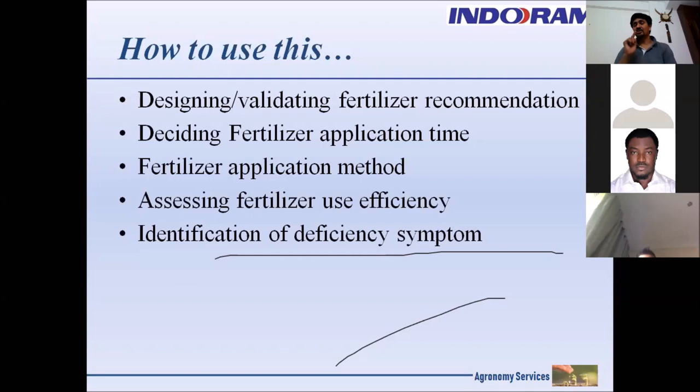Like I shared with you, if it is highly mobile, then you go for a split application. If it is least mobile, then you can go for a one-time basal application also. Then the fertilizer application method: this information can be used for deciding the application method too. If the nutrient is immobile, then you have to do a point placement or a row placement of that fertilizer. But if it is mobile, then you can even go for a broadcasting method.